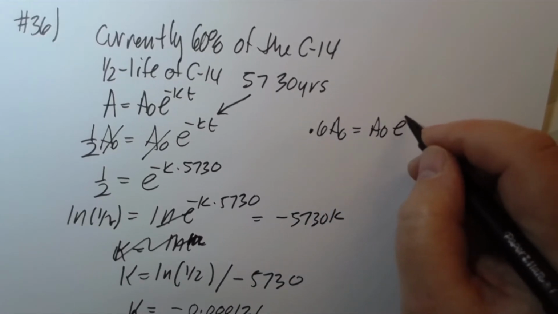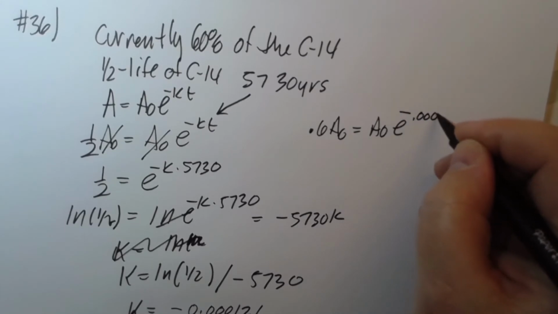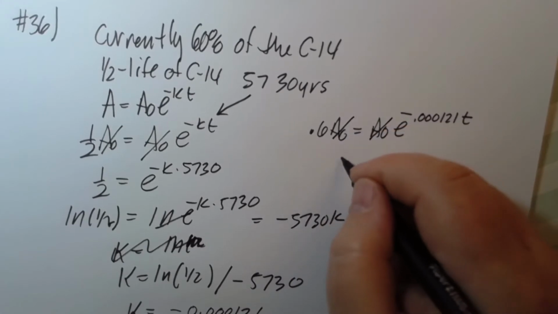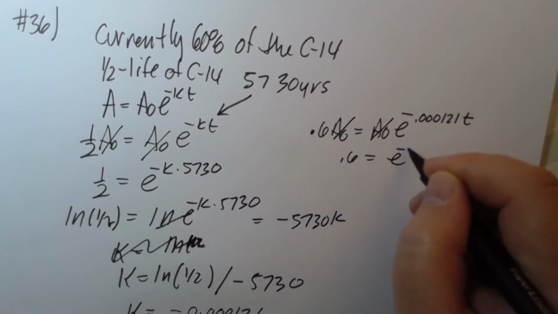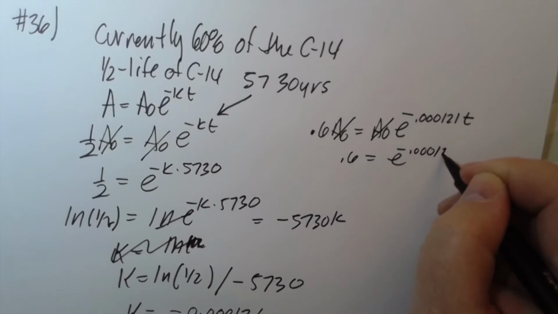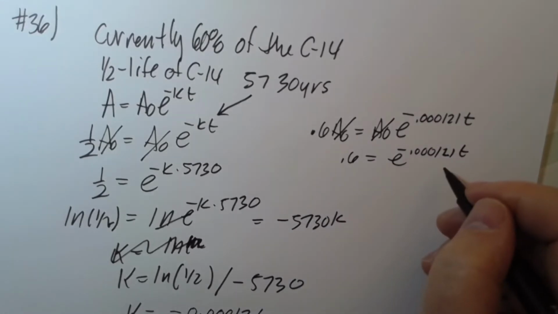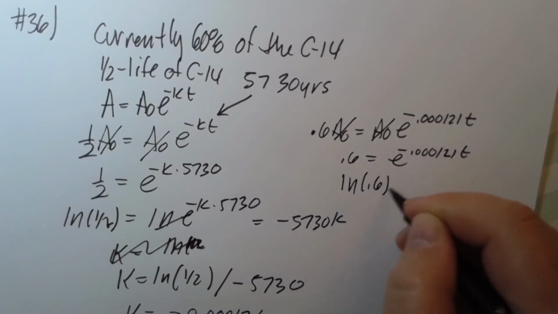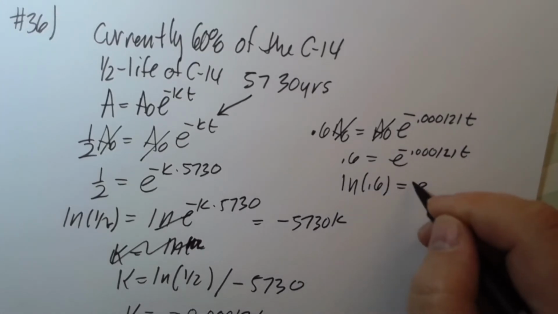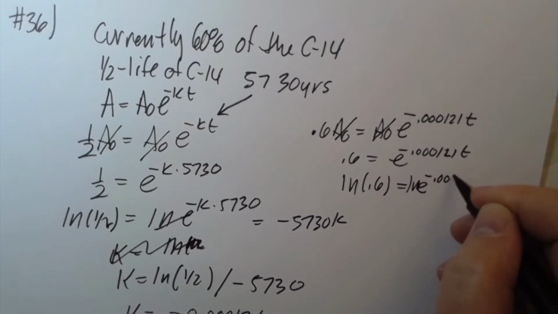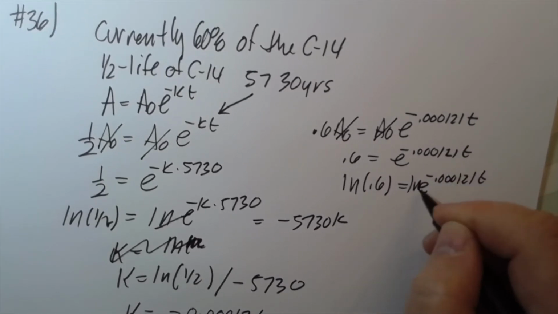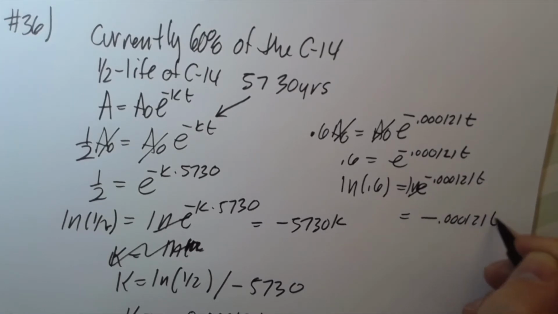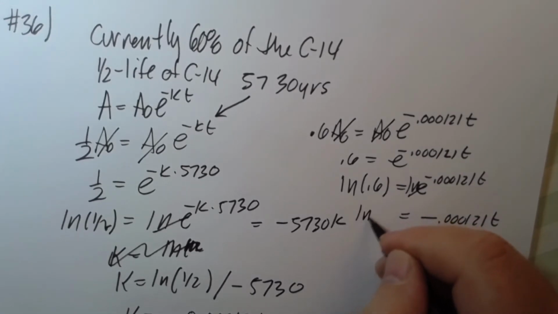Plug in my k, which would be minus 0.000121 t. The A naughts divide out, and so I'm left with 0.6 equals e to the minus 0.000121 t. Take the natural log of both sides because I want this down in front. So I have the ln of 0.6 is equal to ln e to the minus 0.000121 t. These are inverses, so that means this is minus 0.000121 t. This is natural log of 0.6 still.